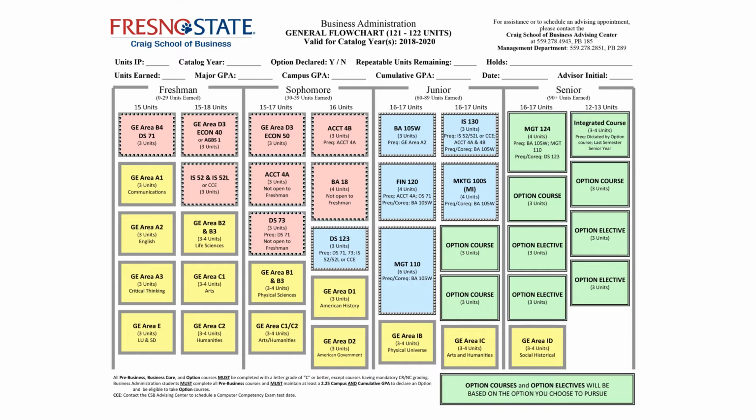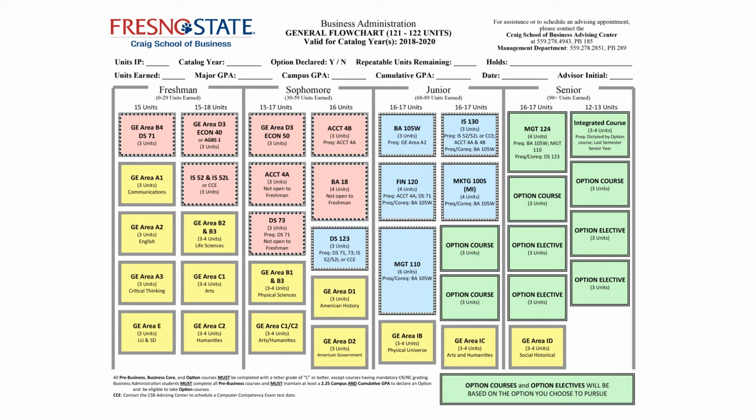This flowchart has been designed by your advisors as a perfect 4-year plan, each column representing a full semester of 15 to 17 units. There is as much information as possible on the flowchart to assist you in planning your degree. This includes prerequisites, co-requisites, unit requirements, and notes if a course double counts as a GE or other university requirement.